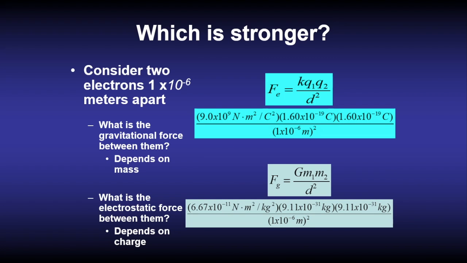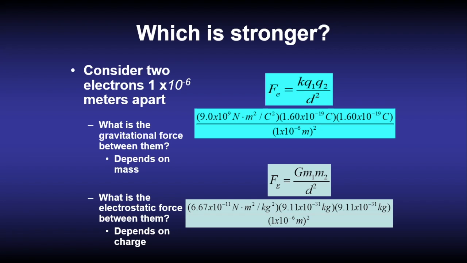So if we look at our equation, we see that K is 9 times 10 to the 9th. Q1 is 1.6 times 10 to the negative 19th. Q2 is 1.6 times 10 to the negative 19th. And these are electrons, so it should be negative, but because they're both electrons, I know that those negatives are just going to cancel each other out, so I just drop the negatives. Divided by d squared, and our d is 1 times 10 to the negative 6.